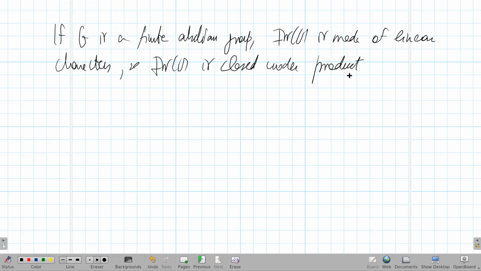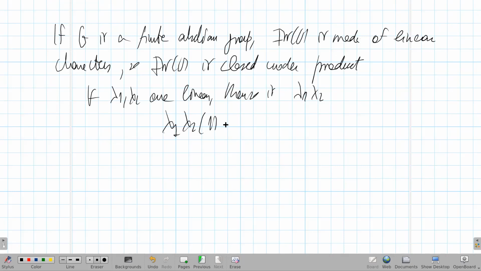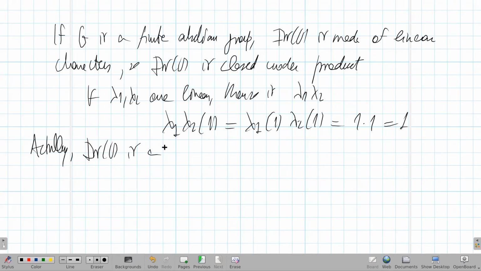Okay, because it's enough that one of them is linear for the product to be a character, and of course, if lambda 1 and lambda 2 are linear, then so is the product lambda 1 lambda 2, because when you compute this on 1, by definition, this is lambda 1 of 1 times lambda 2 of 1, and this is 1 times 1, which is 1. If you have two linear characters, meaning calculating on 1 you get 1, then also the product is a character. So here G-hat is closed under a product, but actually G-hat is a group under this product, the product of characters.